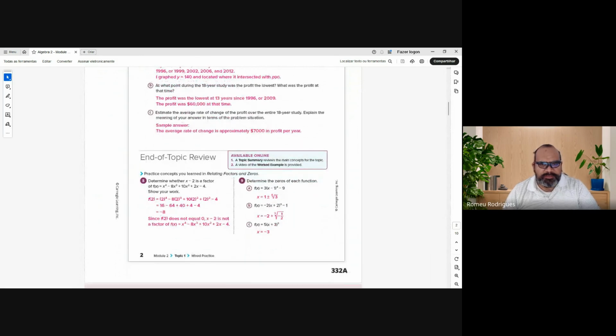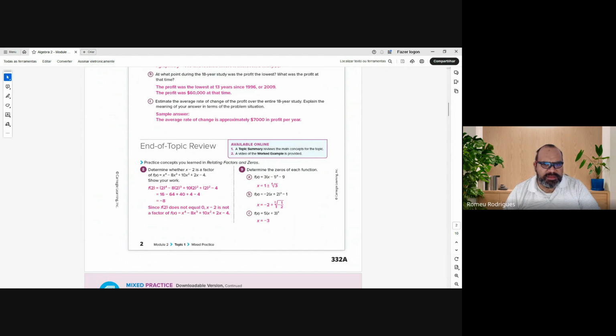Number 8, practice the concept. Like to factor zeros, just factor the thing here. Check if x minus 2 is a factor: what makes it 0 is 2, then f of 2 solves to negative 8. Since f of 2 is not 0, x minus 2 is not a factor.